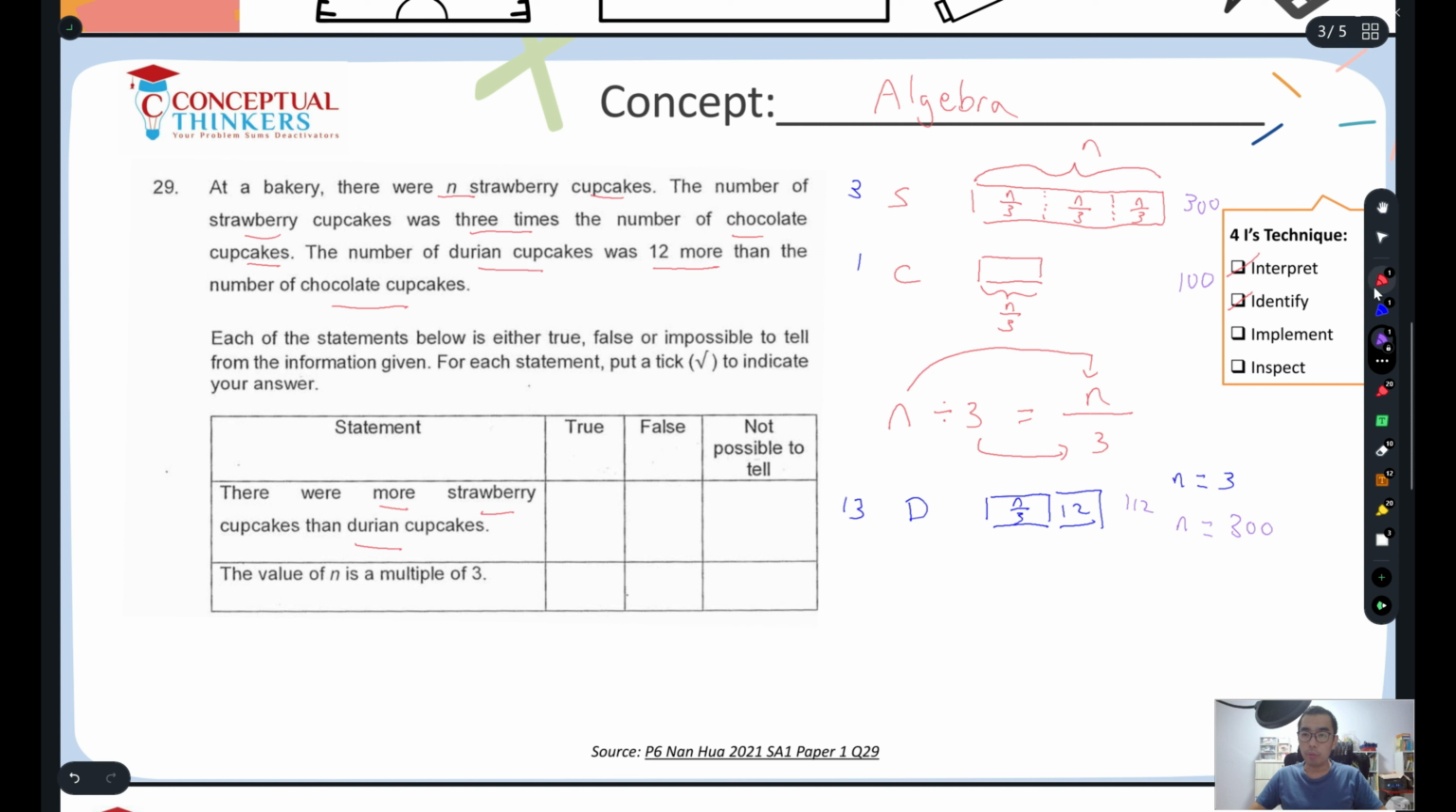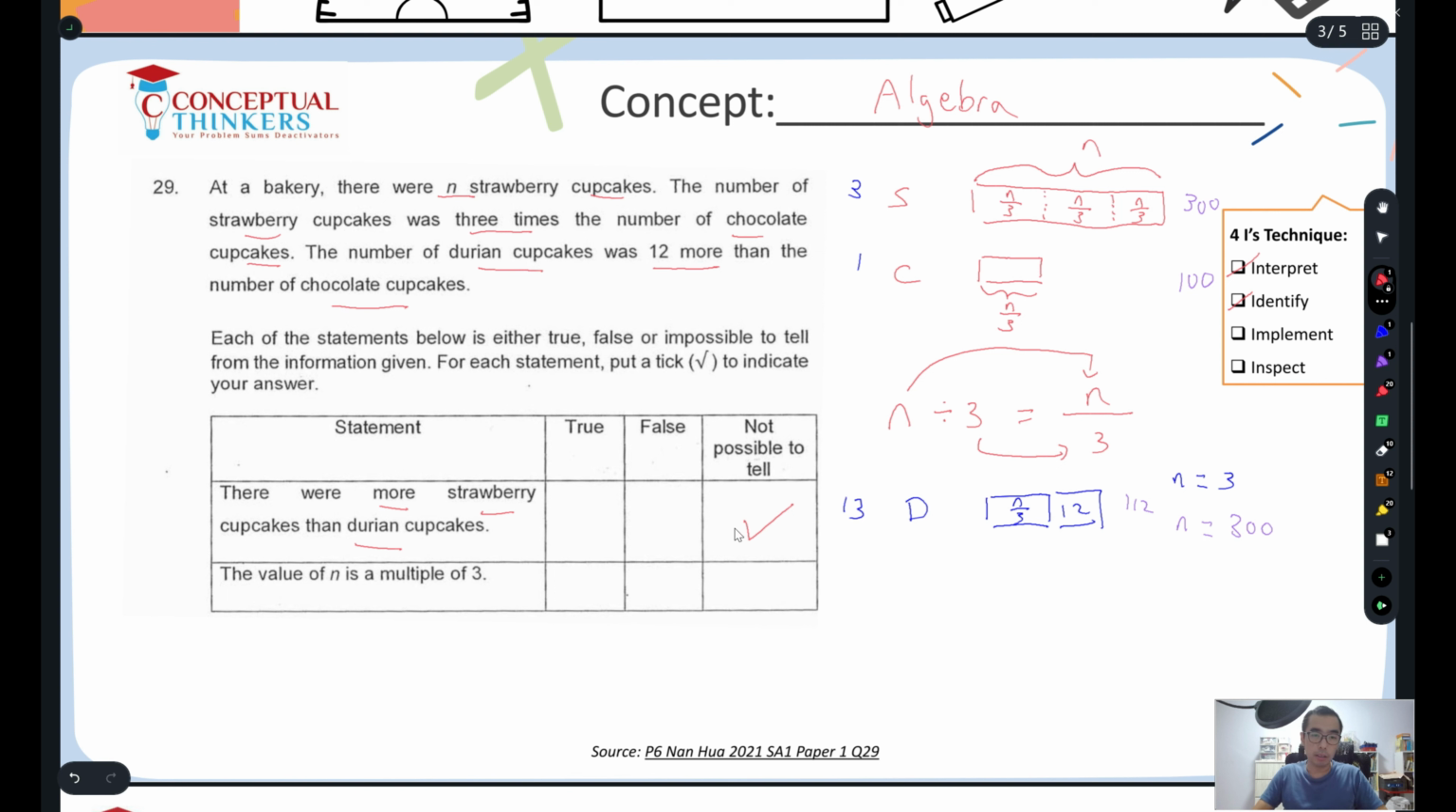So what we can assess is that it actually depends on the value of my n. Therefore, for this sentence, it can be strawberry more than durian, or durian more than strawberry. So unless we know the value of our n, we have to consider it as not possible to tell.